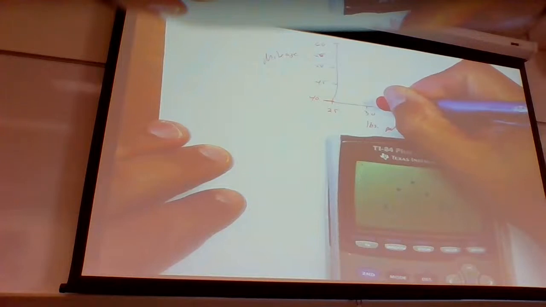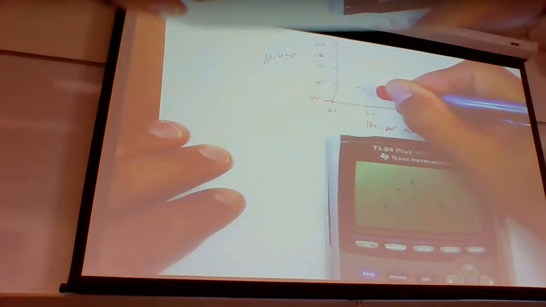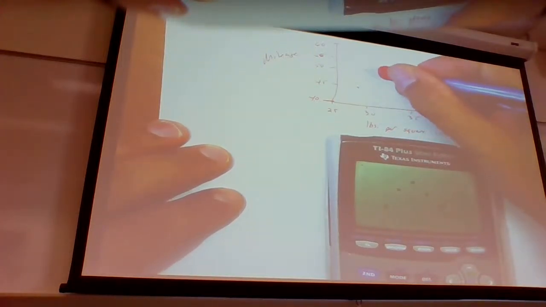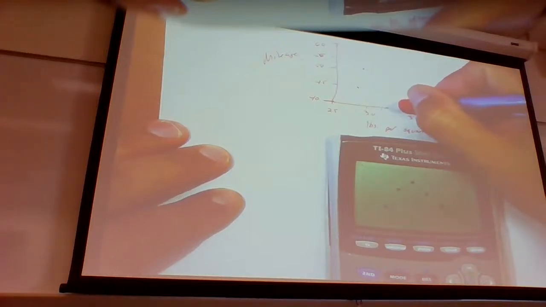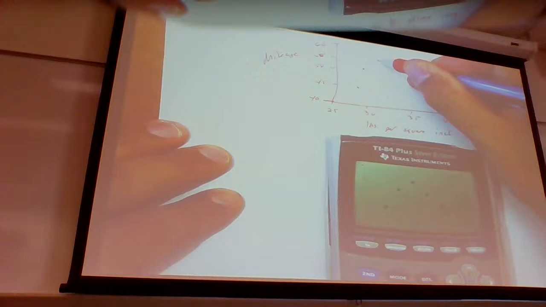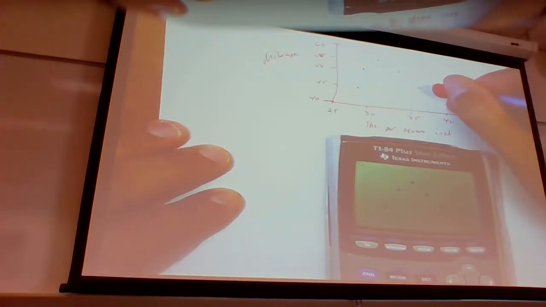28 is 45. 30 is 52. 32 is 55. 34 is 51. 36 is 47. Now, what we're about to do is linear regression.